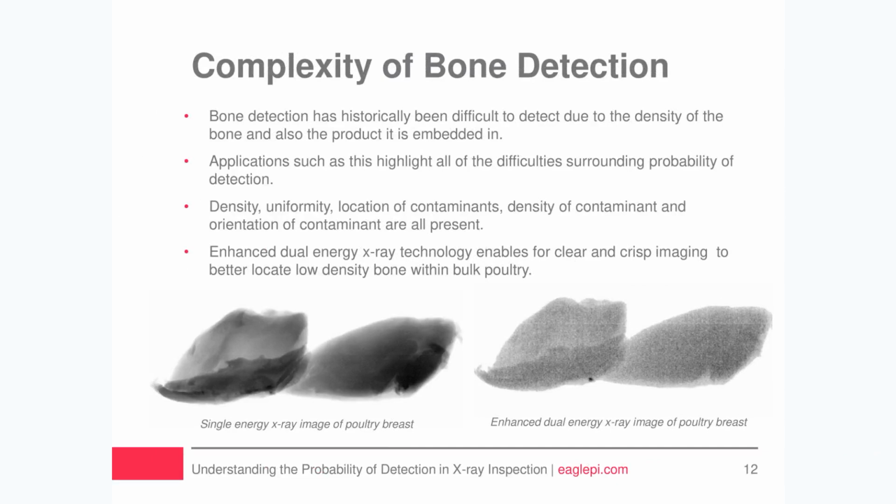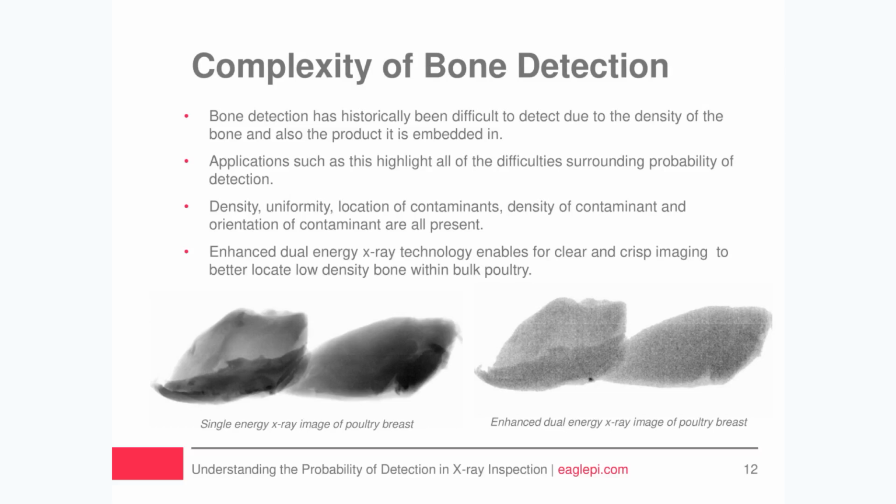So bringing all of the previous slides together that we just touched on in one example is bone detection within poultry applications. All of the variables discussed previously exist in this one example. As you can see in the image, this includes the differing densities across the chicken breast, its lack of uniformity across the product, the different placement and location of contaminants, as well as the differing density of organic contaminants such as bone, as they're never the same.